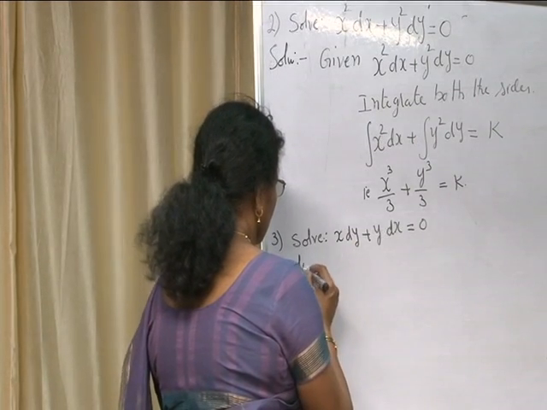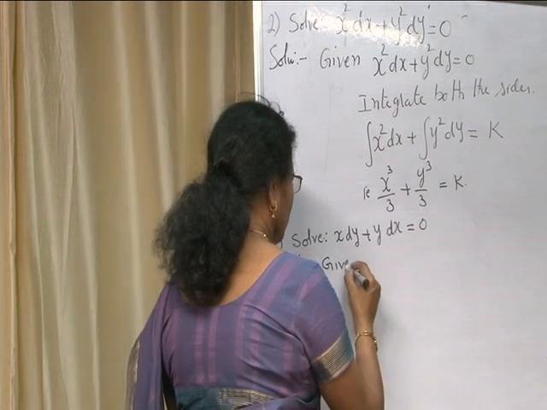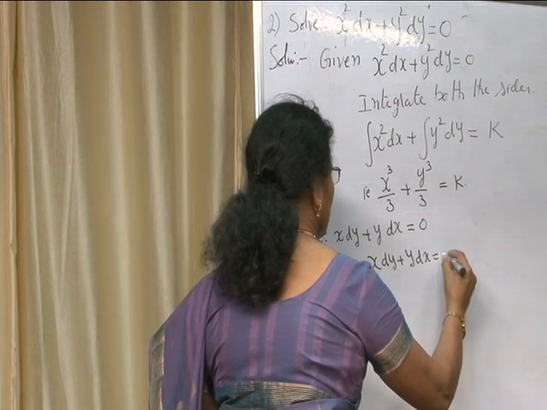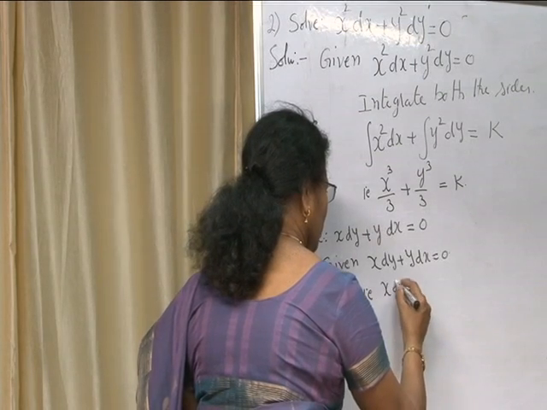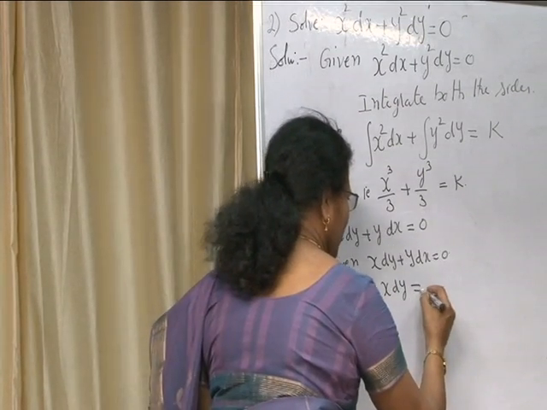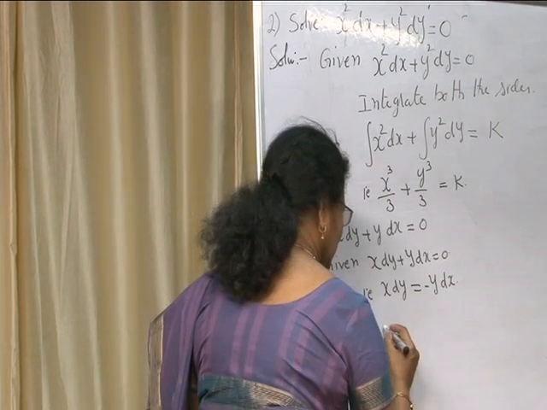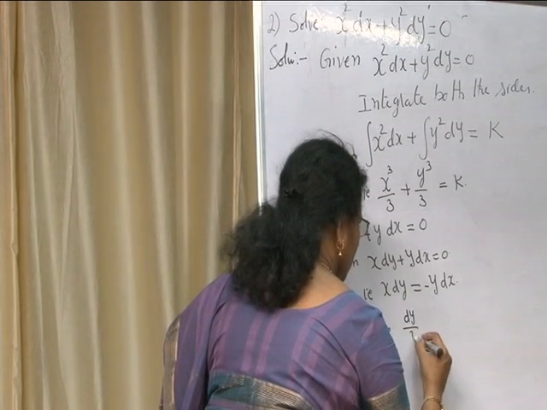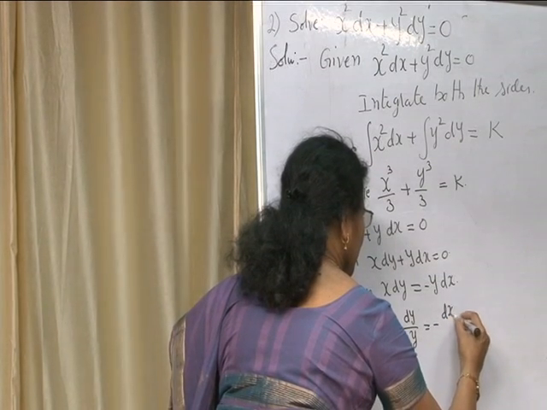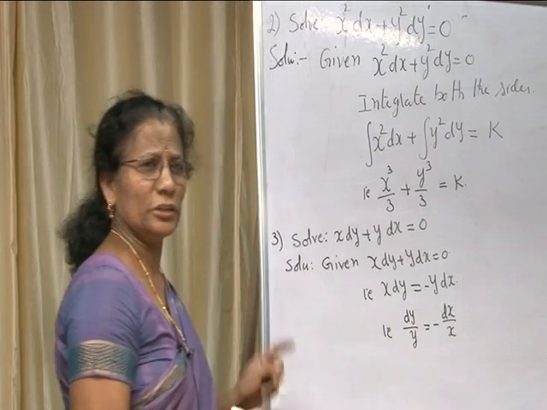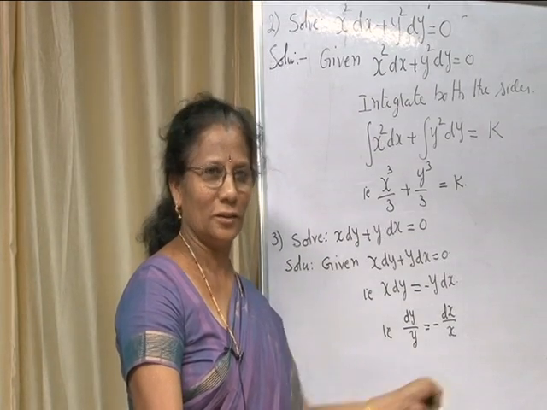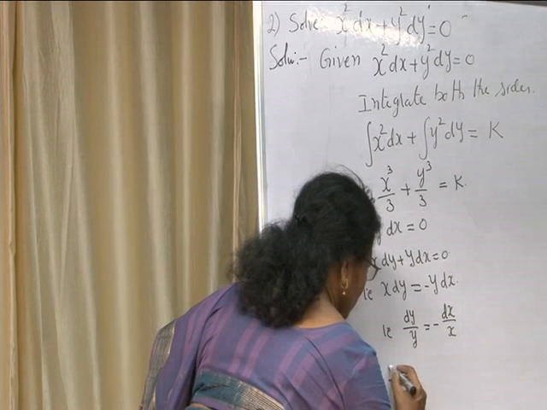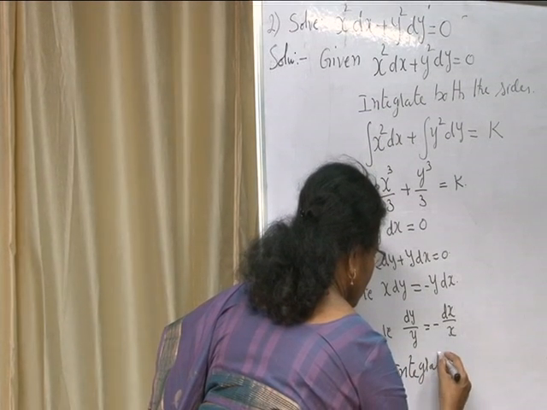Solution: given x into dy plus y into dx is equal to 0. That is one term in LHS. Take the other term to the RHS. See y comes in the numerator of this, dy by y is equal to minus dx by x. I don't think it is very difficult for you. Easily you can do the variable separable by cross multiplication. Integrate both the sides.